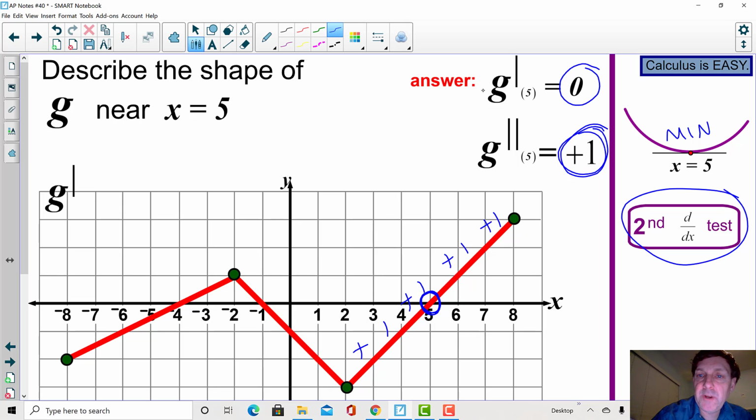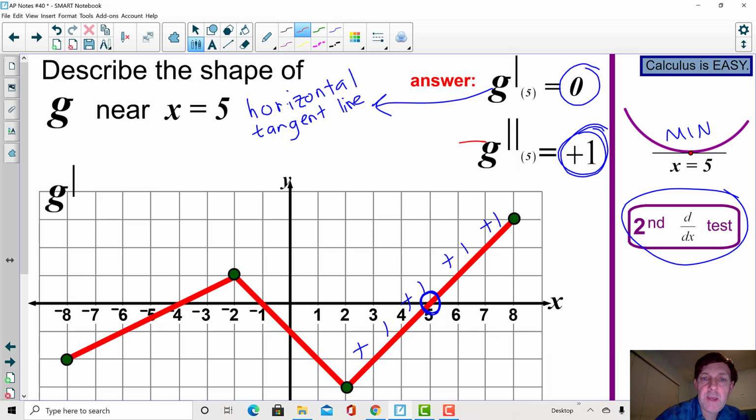Another acceptable answer would be to say that you have a horizontal tangent line and that you're concave up. But the best answer is to say that you have a relative minimum according to the second derivative test, because your first derivative is 0 and your second derivative is positive.